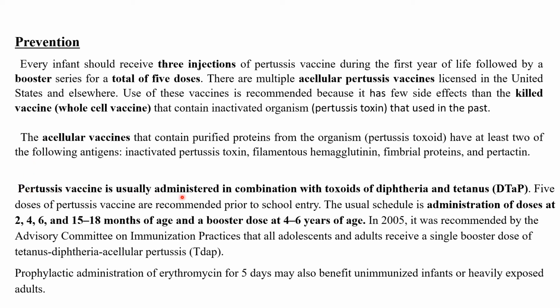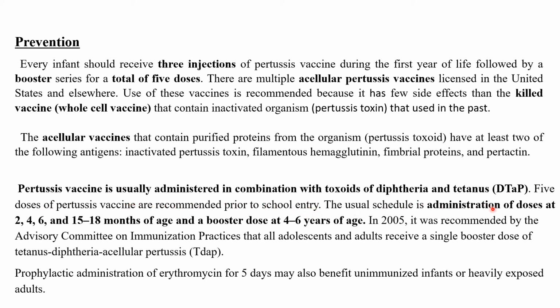Pertussis vaccine is usually administered in combination with toxoids of diphtheria and tetanus. This is the new acellular pertussis vaccine. Sometimes the Haemophilus influenzae vaccine is added as well. 5 doses of pertussis vaccine are recommended prior to school entry.